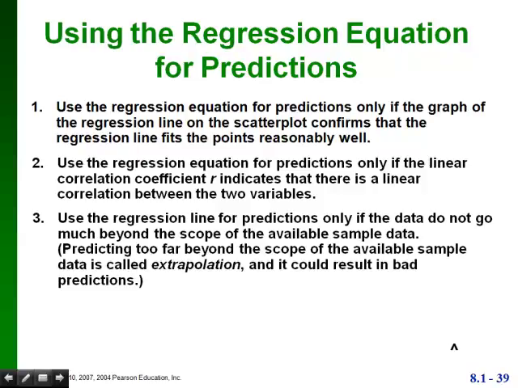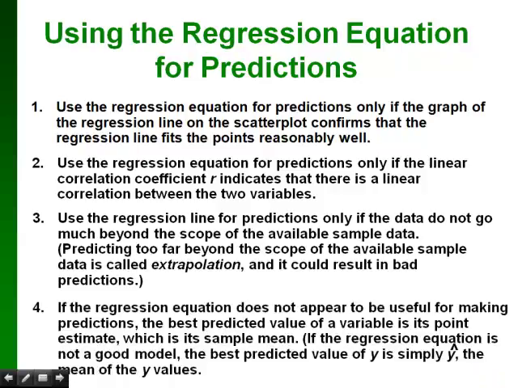Predicting too far beyond the scope of the sample data we already have is called extrapolation, and it can be used in some cases, but if we extrapolate too far out from the sample data that we have, we can get very bad predictions. Now, if we go through those first 3 items and we don't have all of those things, then our regression equation probably isn't going to be very useful for making predictions.